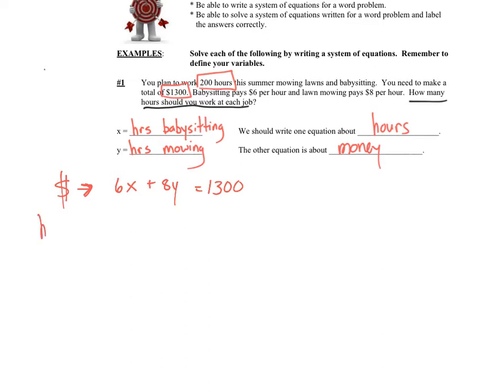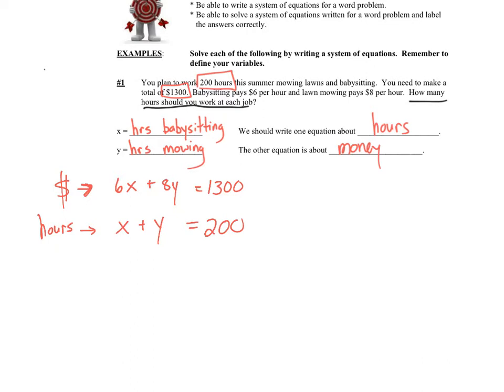If we write an equation about the hours, okay, the total hours is 200, so the total goes over here. And what makes up the total hours? Hours babysitting plus hours mowing. Okay, and then we have to solve this. So you can solve this one of two ways. You could do substitution or elimination. I'm actually going to do substitution, just to show one substitution problem.